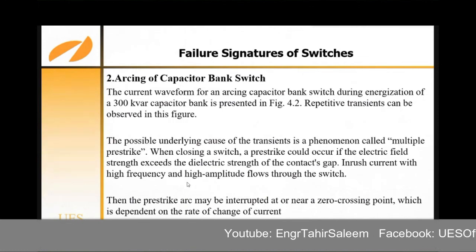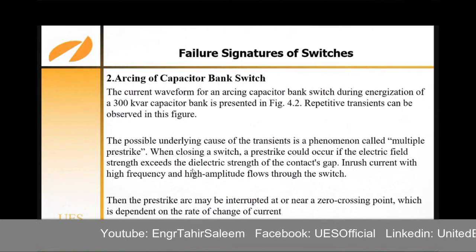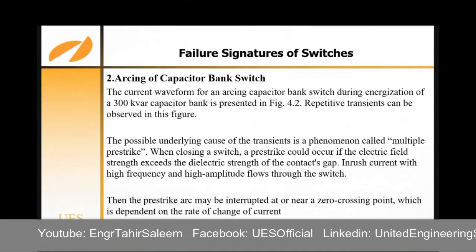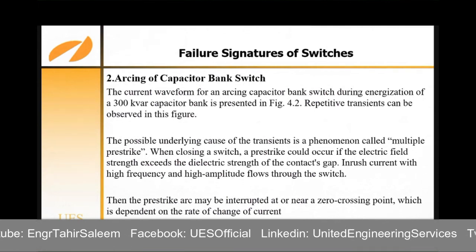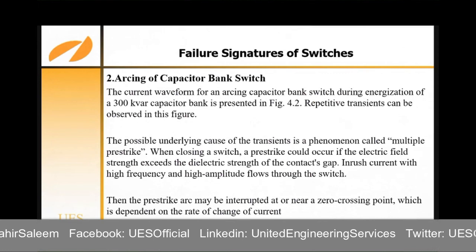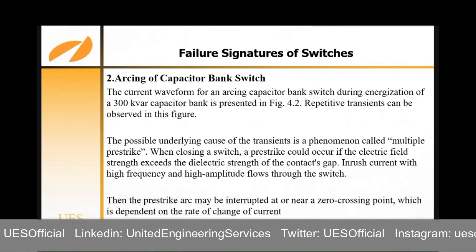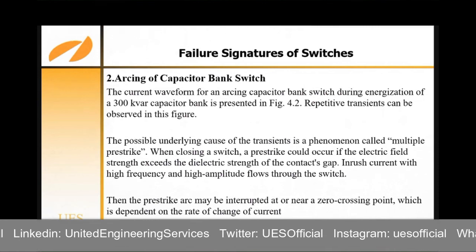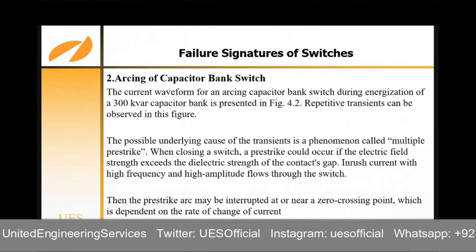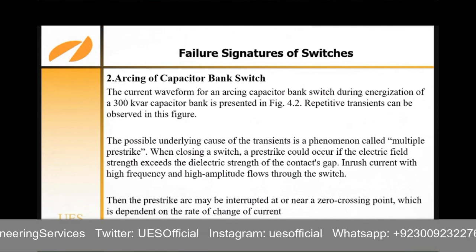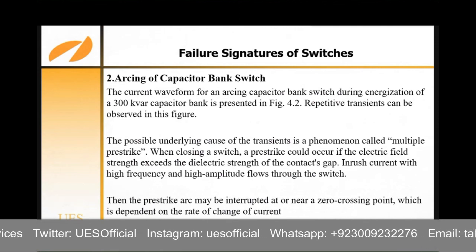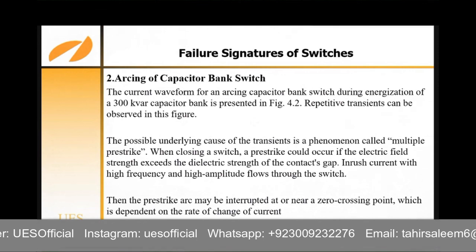Now, arcing of a capacitor bank switch. The current waveform in an arcing capacitor bank switch during energization of a 300 kVAR capacitor bank is presented in Figure 4.2. Repetitive transients can be observed in the figure. Now, this transient phenomenon at closing is called multiple pre-strike.